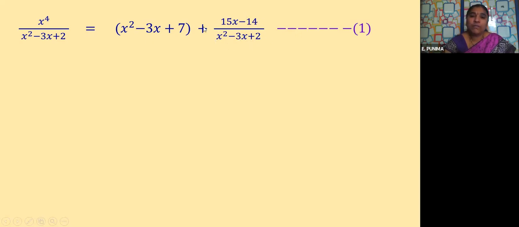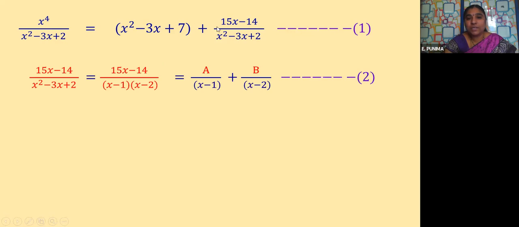So that means whenever you have an improper fraction, you have to do the division process until you get the remainder as a term where the degree is less than the divisor. Less than the divisor. Until then, where it converts to a proper fraction, until that step you have to continue our division process. Clear? So now this is our equation number 1.